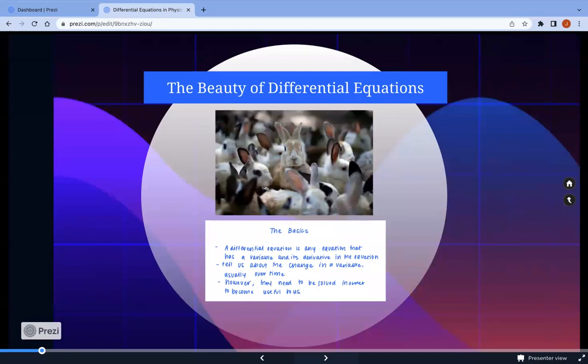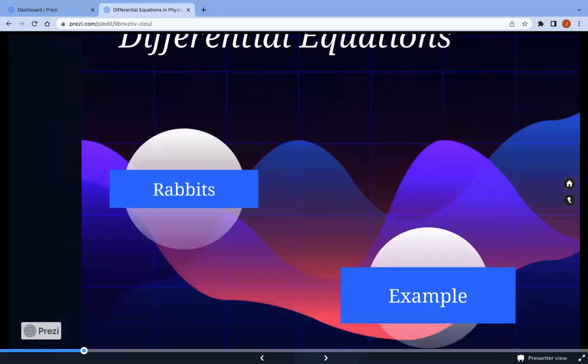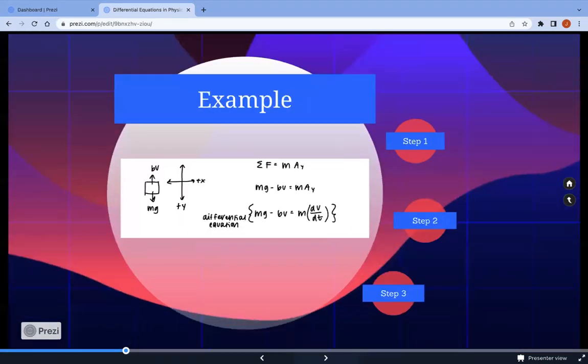However, oftentimes, these equations need to be solved in order to become useful for us. Let's take a look at an example. Let's use the example of an object falling at terminal velocity. The free body diagram is shown below, in addition to Newton's second law for the situation. We can replace acceleration with dv over dt, which is change in velocity over change in time. This gives us a differential equation.